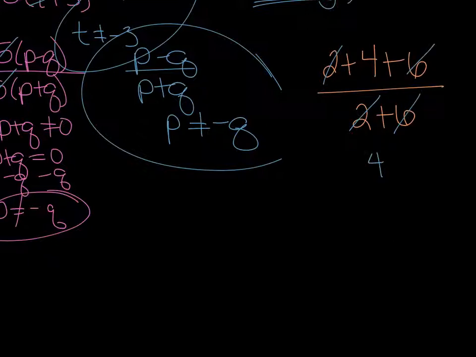But is that the same thing as actually taking 2 plus 4 plus 6 over 2 plus 6? Well, 2 plus 4 plus 6 is 12. 2 plus 6 is 8. Is 12 over 8 the same thing as 4? No, so you cannot do that because it's not multiplication, right? The only thing that cancels out is things that are being multiplied, factors. Does that make sense? It's a good question.